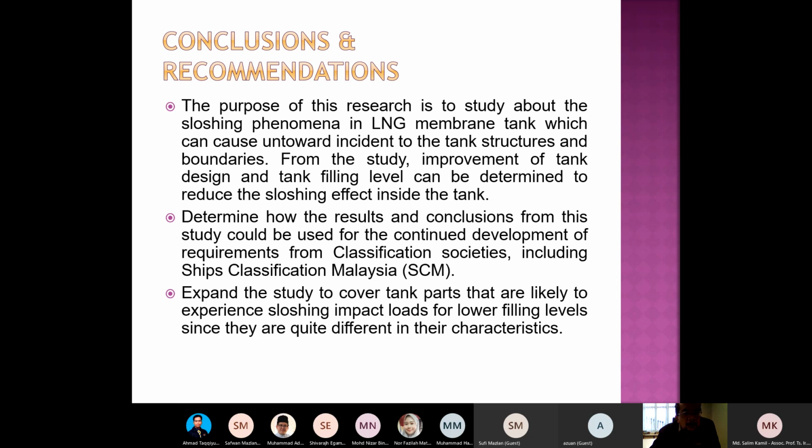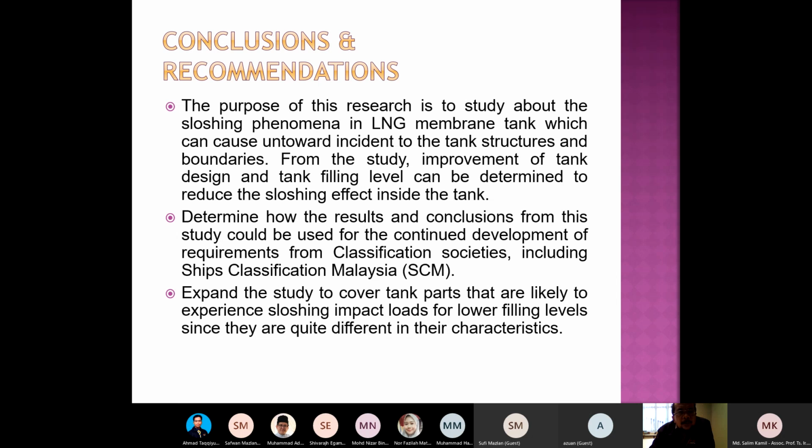I think we will mention upward how the result and conclusion from the study can be used for continued development of requirements. So I give an example, ship classification Malaysia, because we want to promote Malaysian class also. Expand the study to cover tank parts that are likely to experience sloshing. Impact loads for lower filling levels have quite different characteristics.